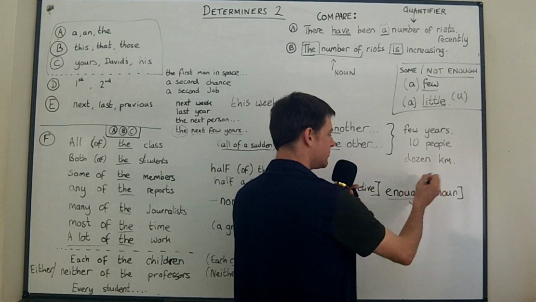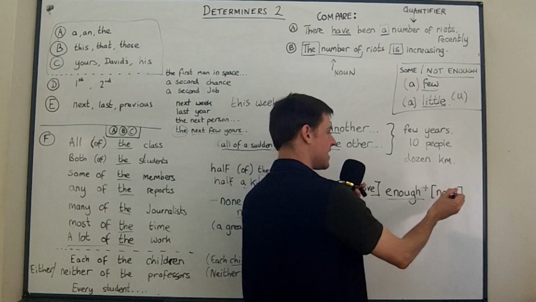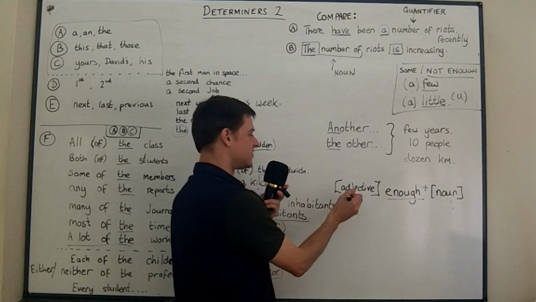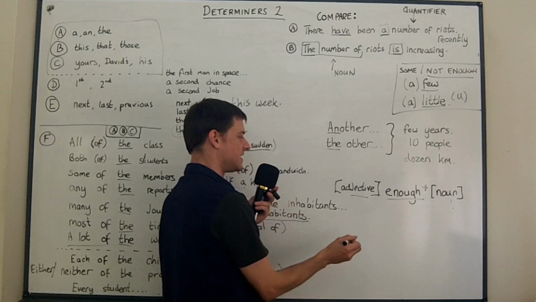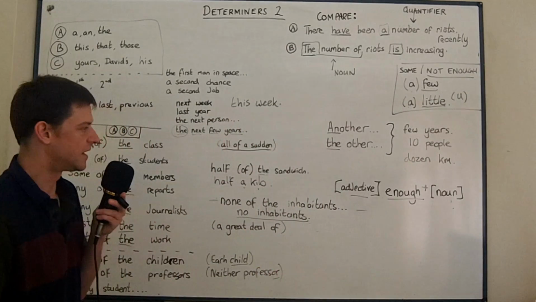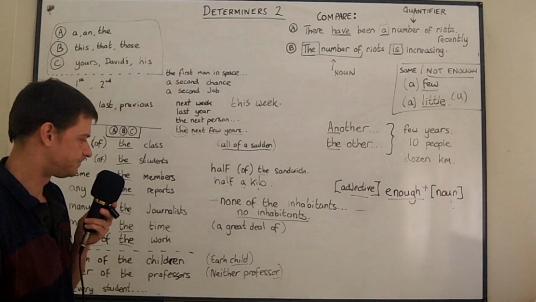Lastly, if I've got time, quickly talk about enough. Enough is plus noun. I don't have enough time. I don't have enough money. I don't have enough coffee. Or my coffee isn't hot enough. My coffee isn't strong enough. My coffee isn't sweet enough. So adjective goes before enough.